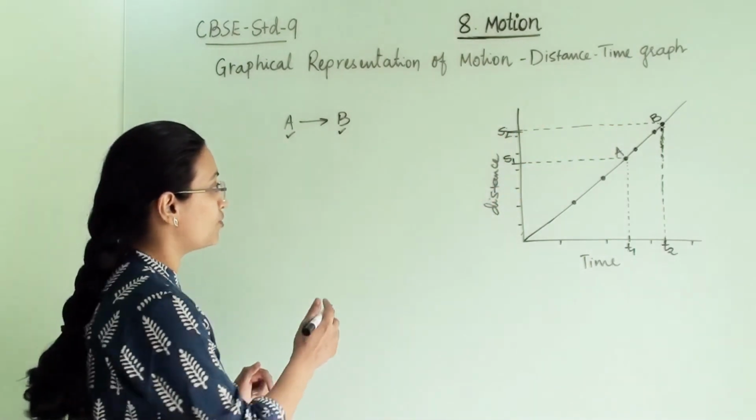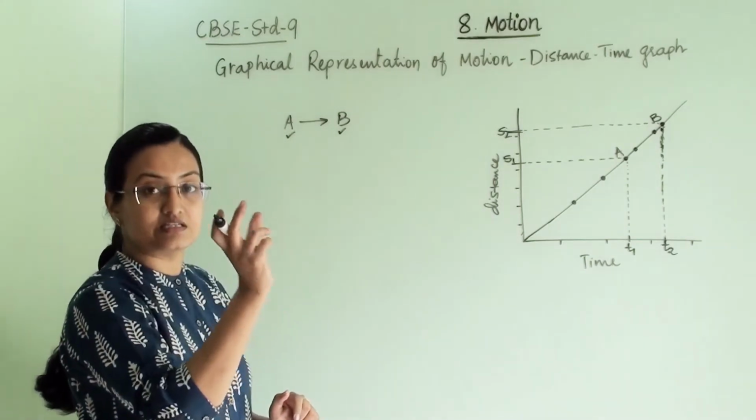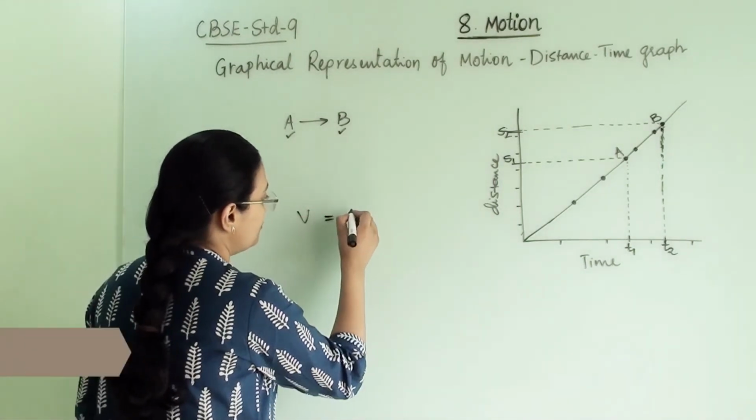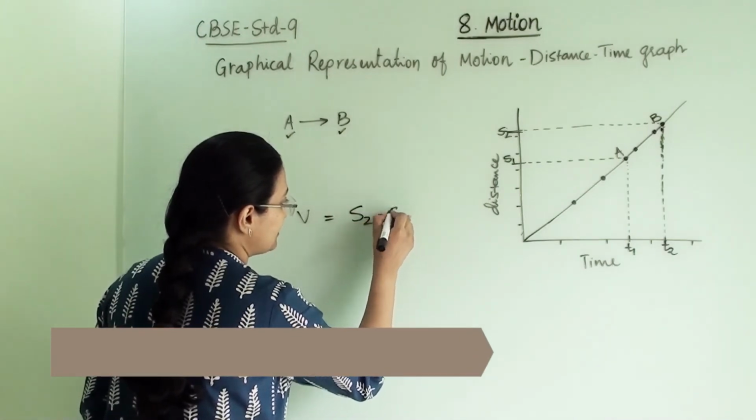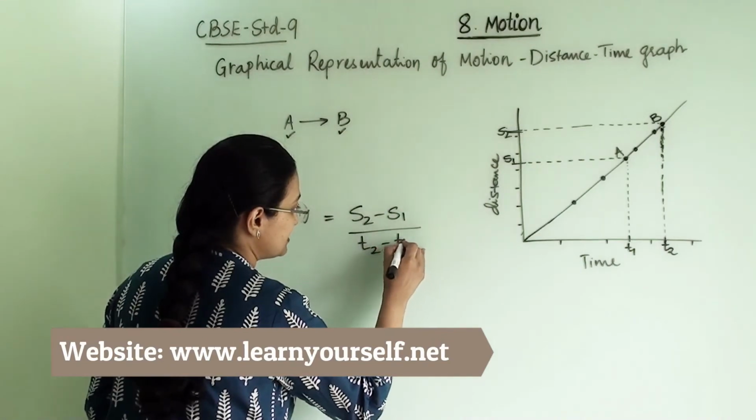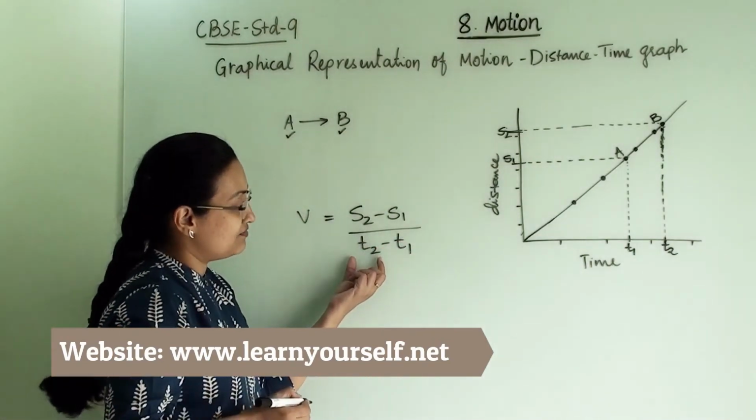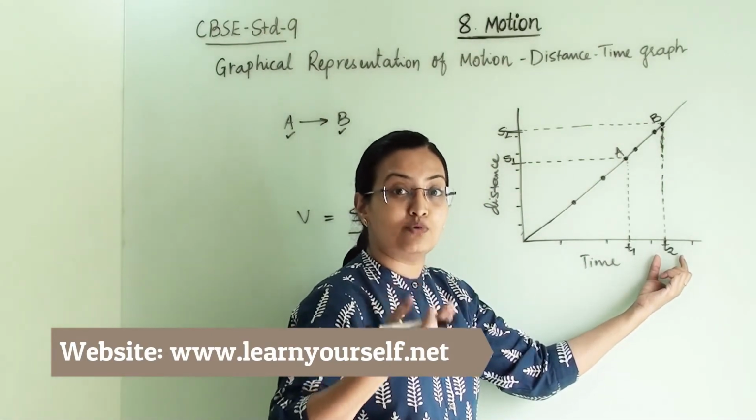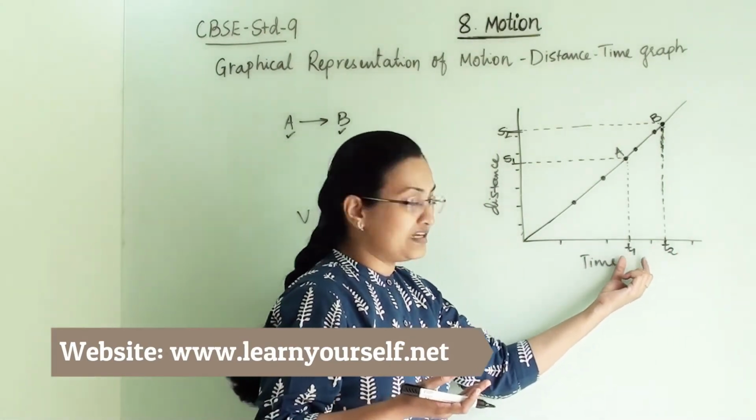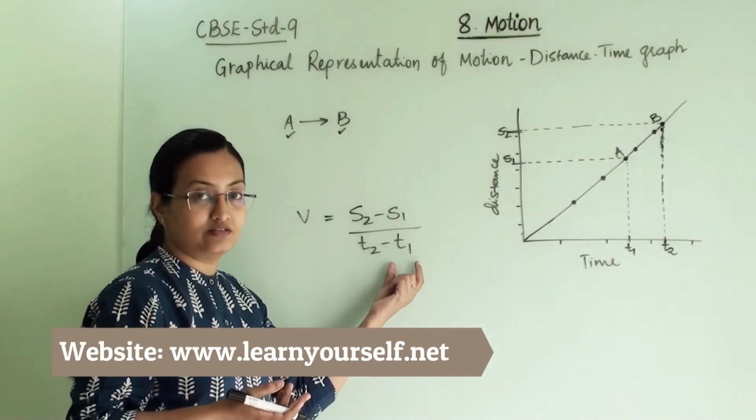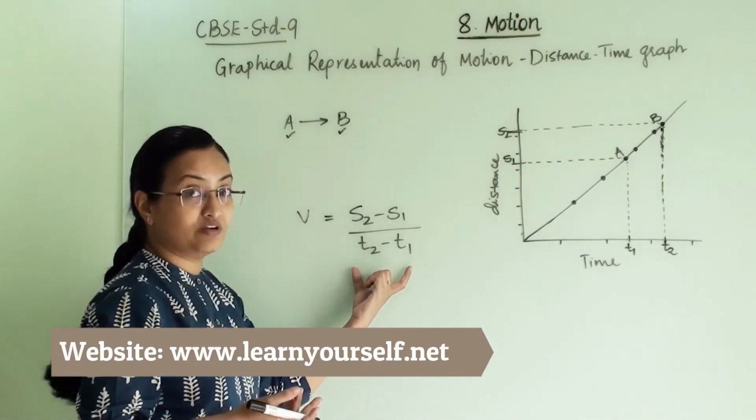So if we want to find out this distance and this time gap, then V equals S2 minus S1 divided by T2 minus T1. Now why have we written T2 first? Because T2 is more time, that number is more. So T2 minus T1. So always we will subtract the smaller number from the bigger number. So this is going to be our equation.